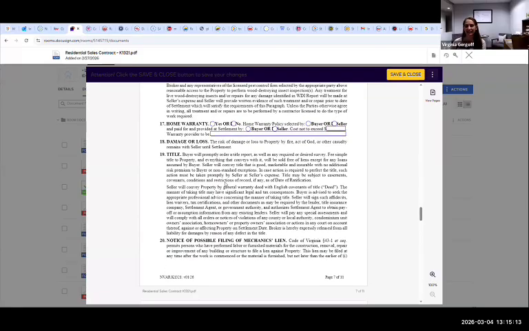Okay. Title. Buyer will promptly order a title report as well as any required and desired survey. Fee simple title to property and everything that conveys with it will be sold free of liens, except any loans assumed by the buyer. This is what we were talking about before, right? The title has to convey free and clear of any liens.